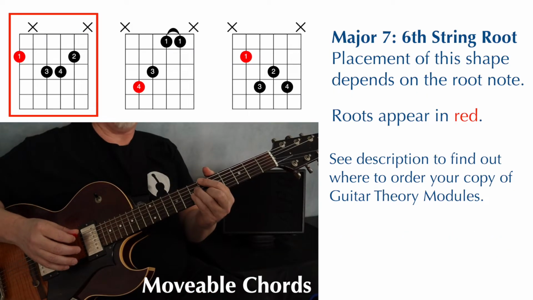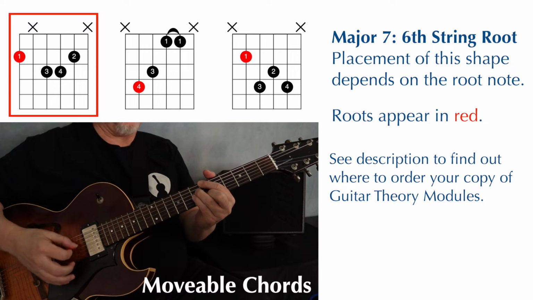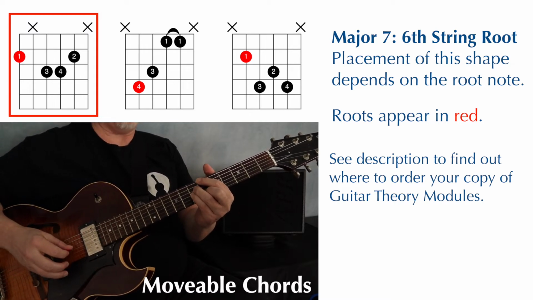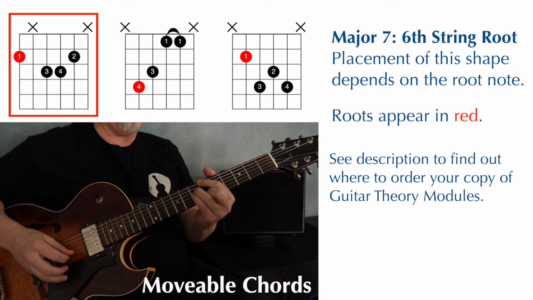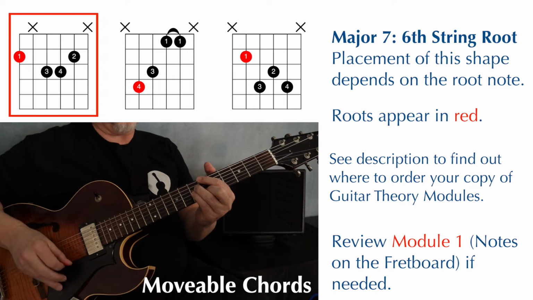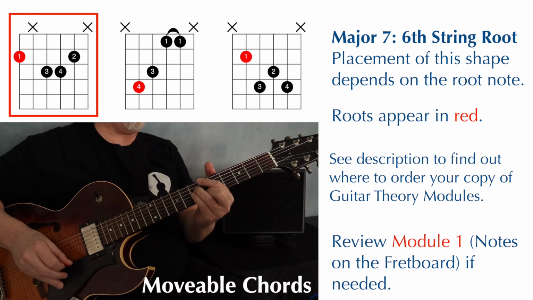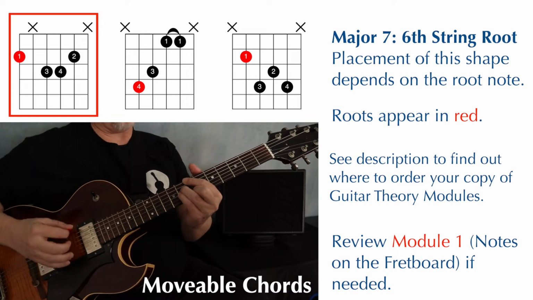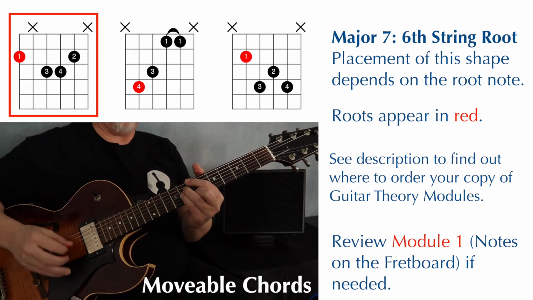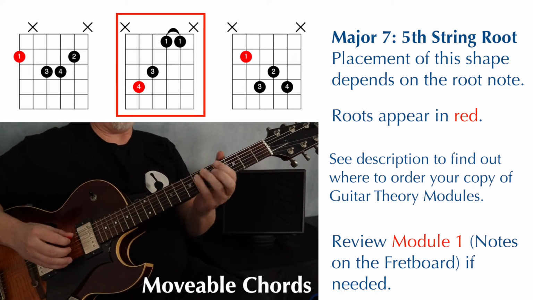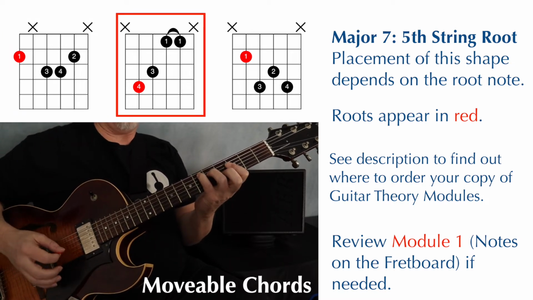Here's a major 7 chord you can play with the root on the 6th string. This is fingered 1, 3, 4, and 2. This is a B flat major 7 that I'm playing because I'm placing the root of the shape on the B flat, string 6, fret 6. If I were to move it up a fret, it would be a B major 7 because now the root is on the B.